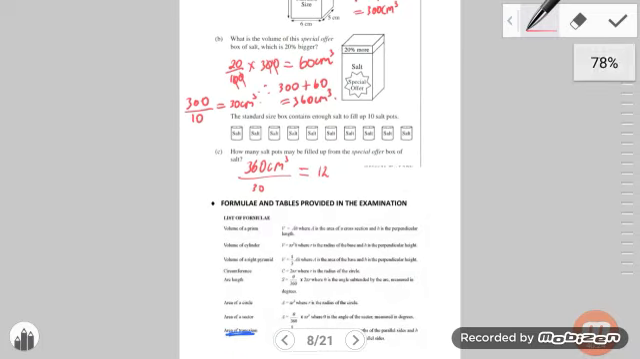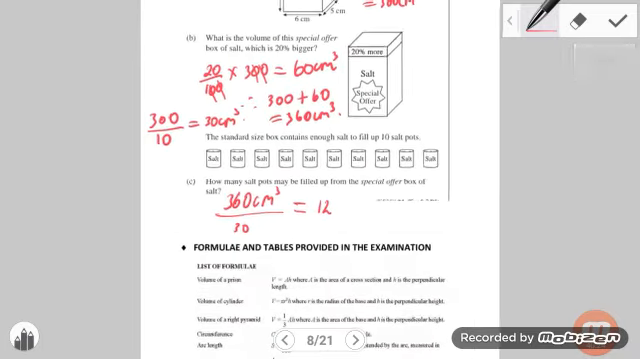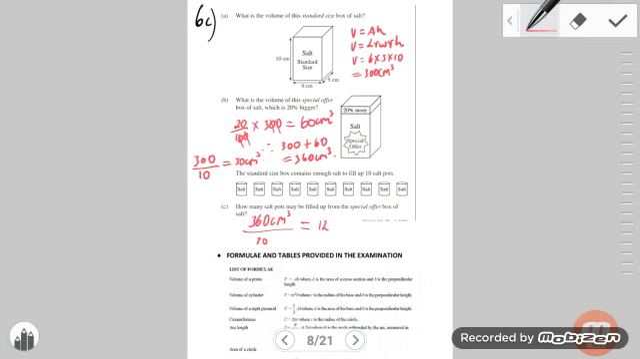Alright? That's it. That brings us to the end of this video. And this brings us to the end of the end of term exam for the September through to the December period. Alright? Let me know what you guys think about the explanation.